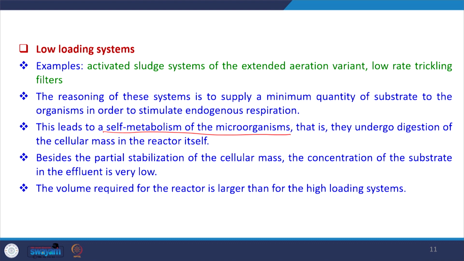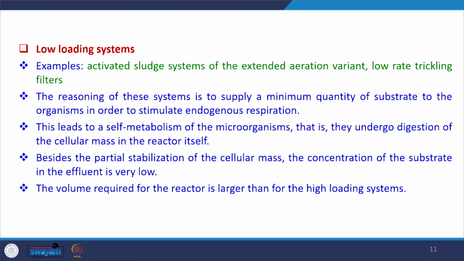So, under this low loading system, the system is operated under a condition where some amount of endogenous respiration is happening. So, we do not have to take that much care of the excess sludge, otherwise in the high loading system we have to take care of the excess sludge, because the system is still operating in the exponential growth phase and we have to separate out the excess sludge continuously. Thus, in the low loading system, the volume required for the reactor is larger than for the high loading system, but we do not have to take that much care of the excess sludge. So, this is the good thing.